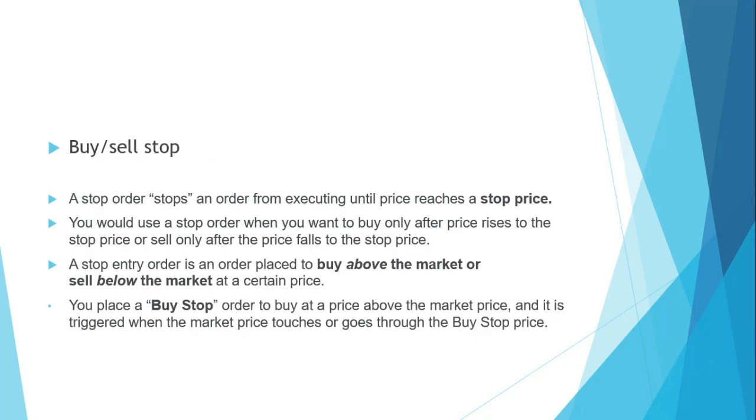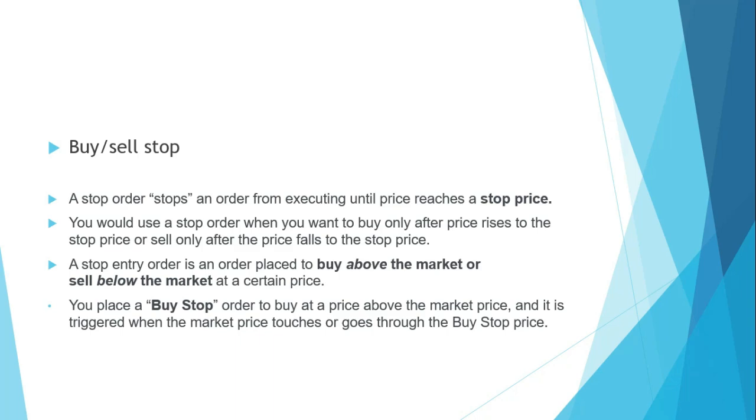So let's look at buy or sell stop. A buy stop order stops an order from executing until price reaches a stop price, or a sell stop only after the price falls to the stop price. A stop entry order is an order placed to buy above the market or sell below the market at a certain price. You place a buy stop order to buy at a price above the market price, and it is triggered when the market price touches or goes through the buy stop price.